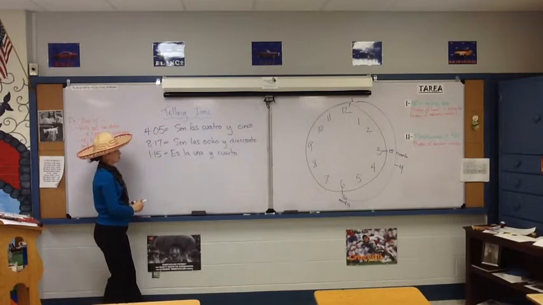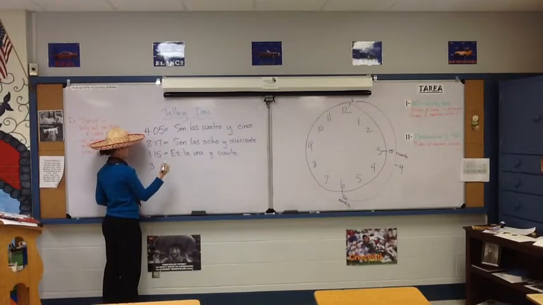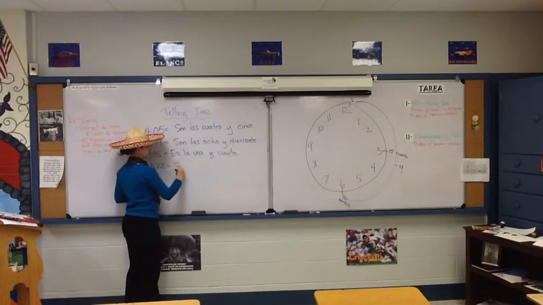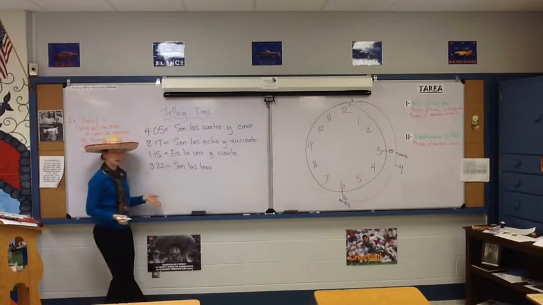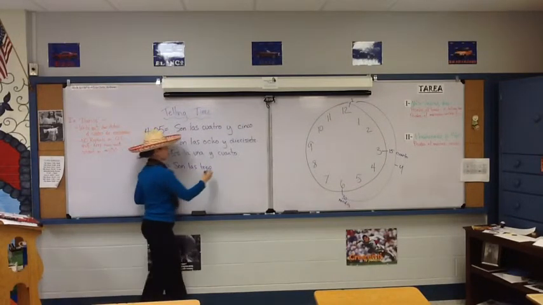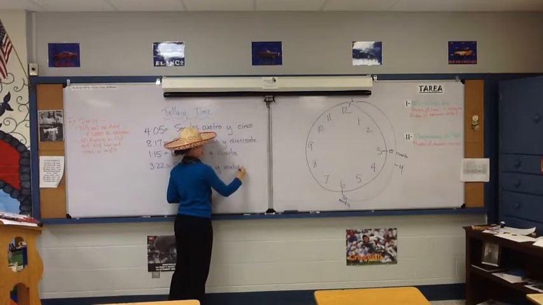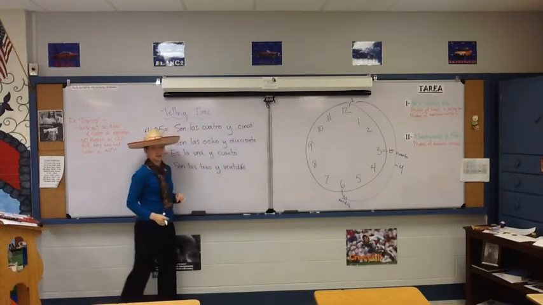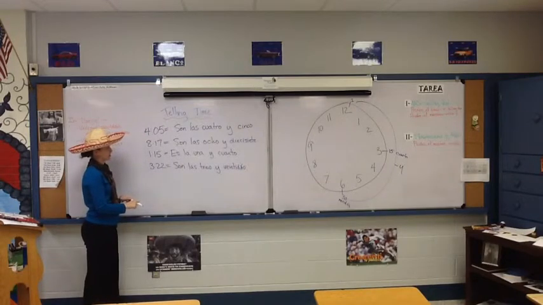Let's do a couple more examples. We can do 3, and we'll do 3:22. We need to say 3 o'clock first. Son las 3. Now we need to add our minutes. And remember, 22 needs an accent. 22 necesita un acento.